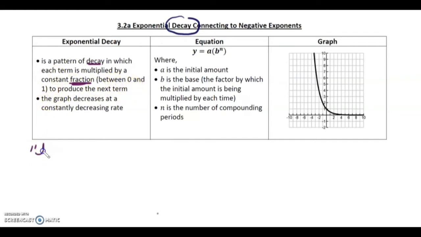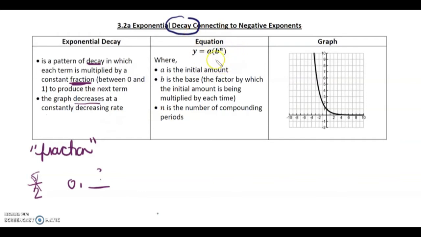So again, I use fraction as a very loose term because the fraction can't be like 5/2, because that's greater than 1. It has to be a decimal, so 0 point something. Okay, so a fraction between 0 and 1 to produce the next term. So how this graph changes is now that it's decreasing at a constantly decreasing rate.